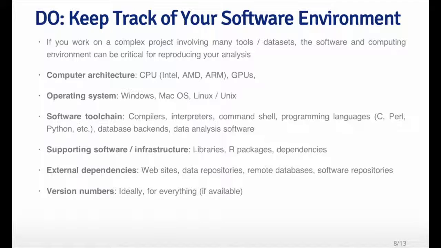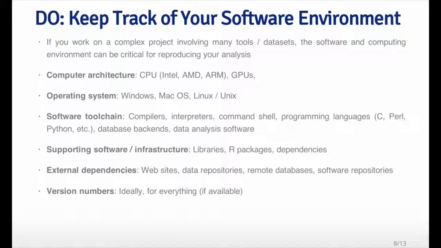Keeping track of your software environment is very important for reproducibility, because a lot of complex projects will involve chaining together many tools, merging different data sets, and some tools and data sets may only work with certain environments. And so the software in the general computing environment can in fact be critical for reproducing an analysis. There are a number of different features that you might want to keep track of in your software environment, and not all of them are necessarily critical for every type of project, but just keep a couple things in mind which are fairly common.